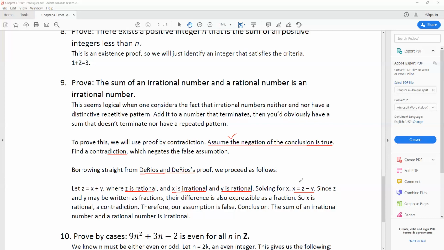Everything else in the proof is valid. The algebra here is valid, but our assumption has caused a contradiction. Since we found a contradiction, then that means that the original statement is true. Our conclusion is that the sum of an irrational number and a rational number is irrational.